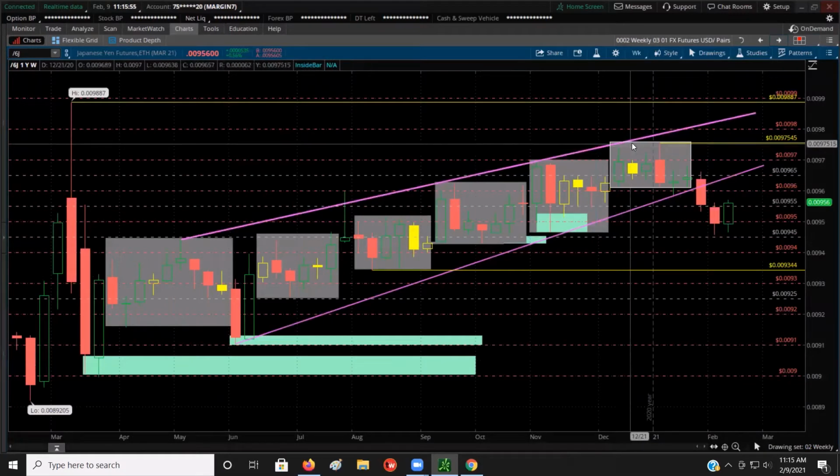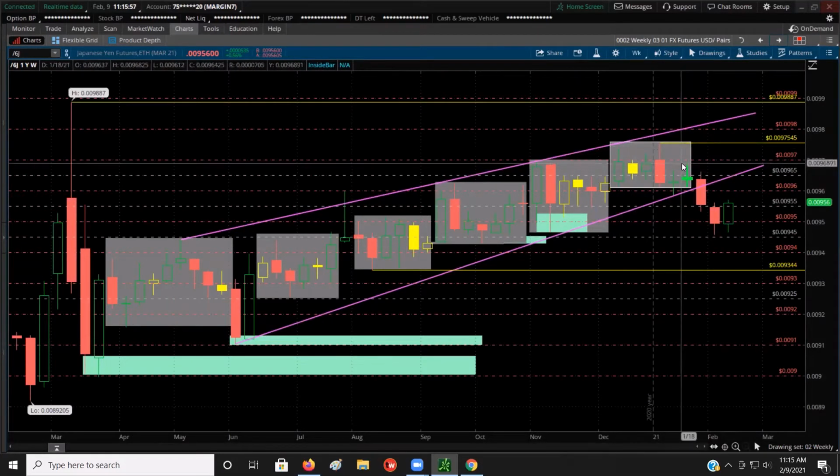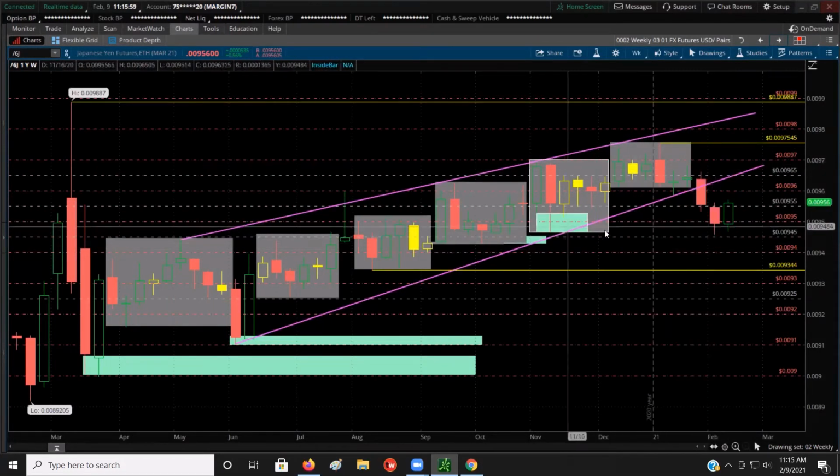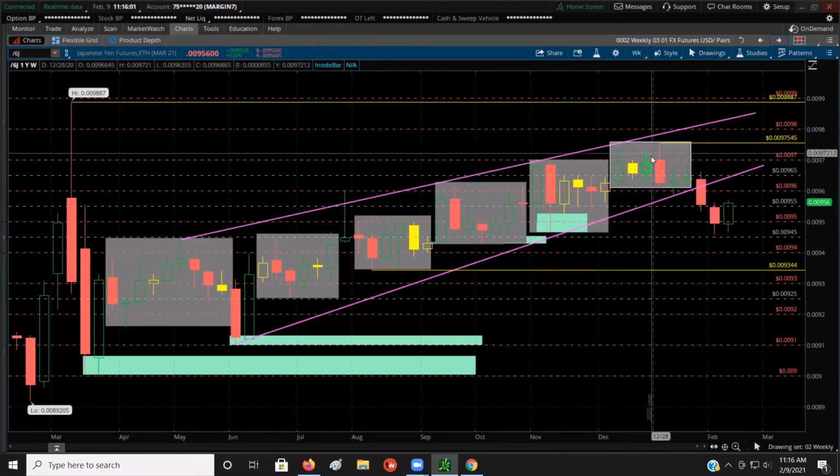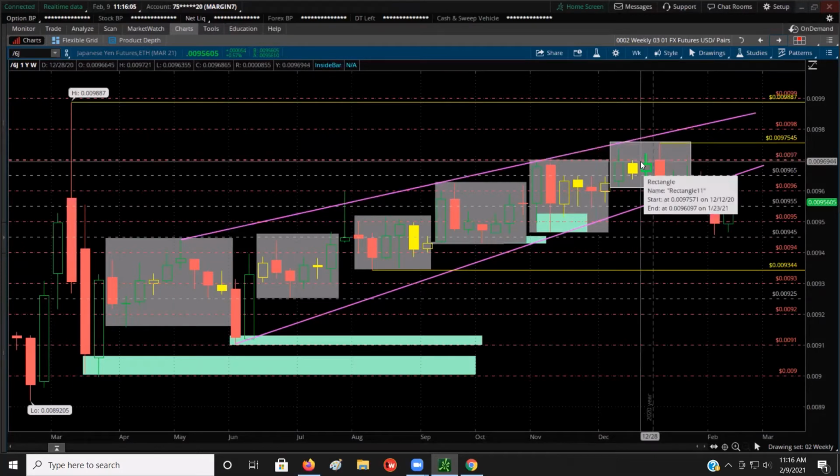Japanese yen actually broke out of the consolidation. Look at that full pullback back into the bottom of this consolidation. Japanese yen is one of the 3 safe haven currencies. Do you know what they are? They're in my past videos: US dollar, Japanese yen, Swiss franc.